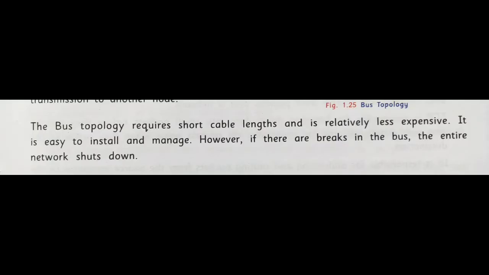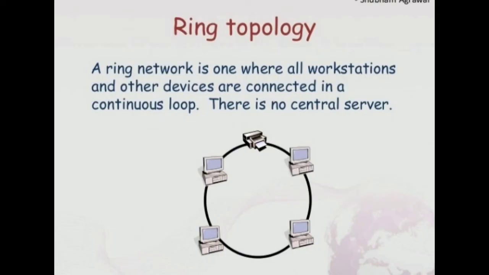The bus topology requires short cable lengths and is relatively less expensive. It is easy to install and manage. However, if there are breaks in the bus, the entire network shuts down. So the next topology is a ring topology. A ring network is one where all workstations and other devices are connected in a continuous loop.